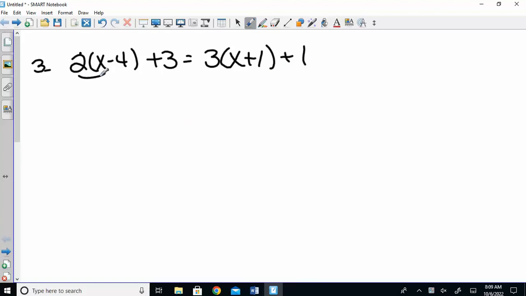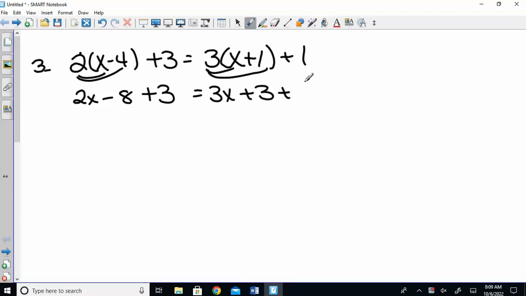So if we distribute, we get 2x minus 8 plus 3 equals 3x plus 3 plus 1. So add like terms, negative 8 and positive 3 is negative 5 equals 3x plus 4.